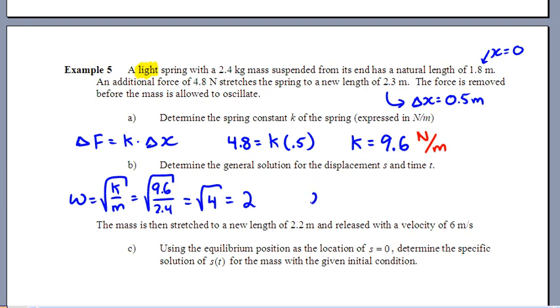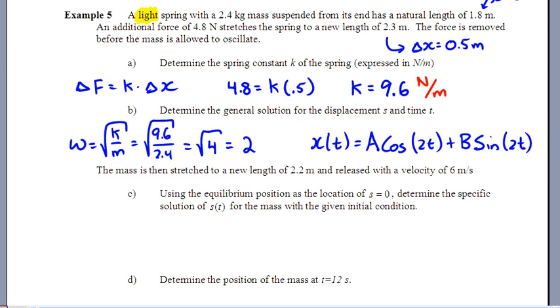General solution, this thing could bounce like this with some sort of number out front of a cosine, because you might have an initial position when you let it go, and then some number in front of a sine, because it might have a velocity when you let it go, if you choose to do that.